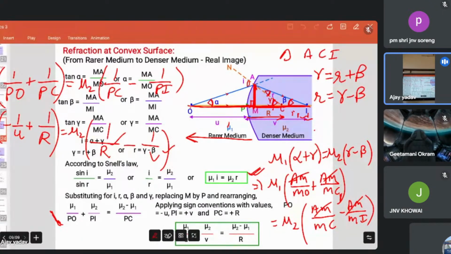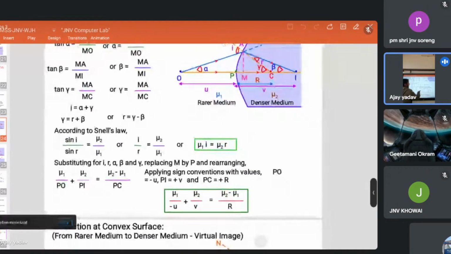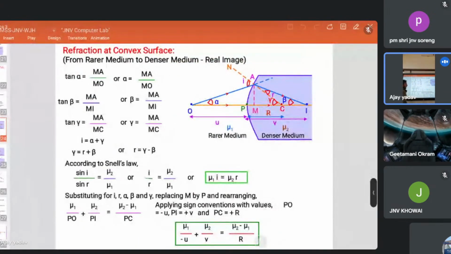We will multiply mu1 and mu2 on both sides. We will multiply them, open the bracket, and rearrange. If we rearrange, then we will get this equation: minus mu1 by u plus mu2 by v equals mu2 minus mu1 by R. This is the formula for rarer medium to denser medium. Whether it is a convex surface, concave surface, real image, or virtual image, in all cases this formula will be similar.